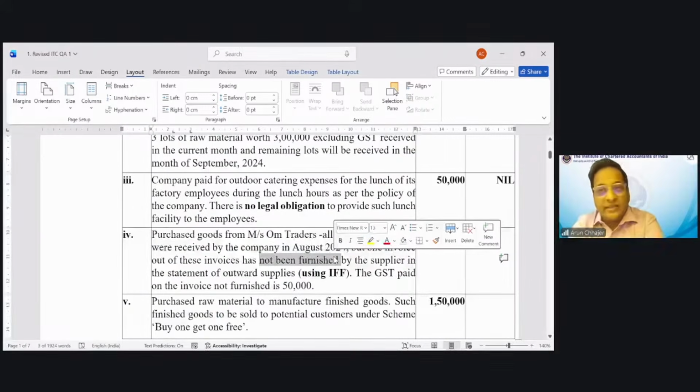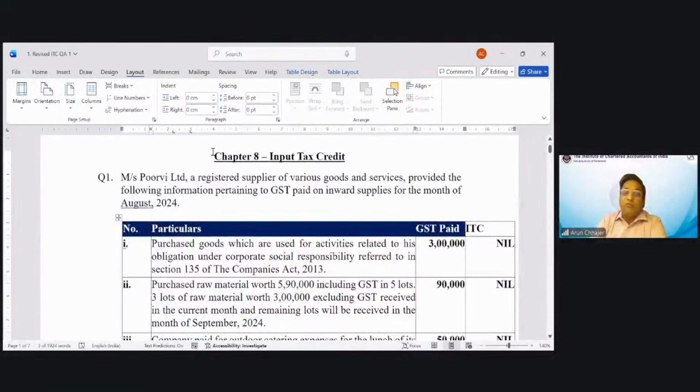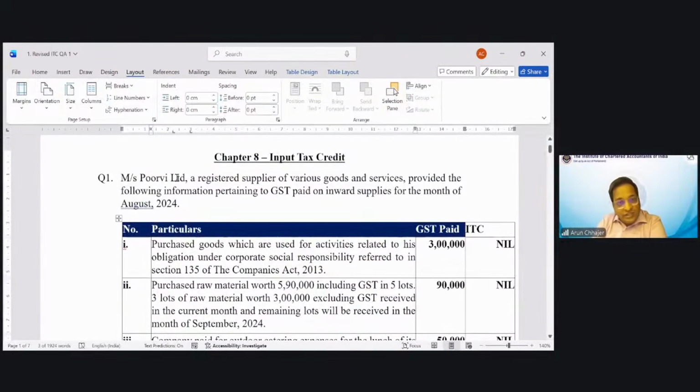So what could be the reasoning that you should give? Because the supplier has not filed the IFF or not added the details in the IFF, therefore such invoice will not appear in the GSTR2B of the recipient, Purvi Limited, and because it is not appearing in 2B, ITC will not be available.